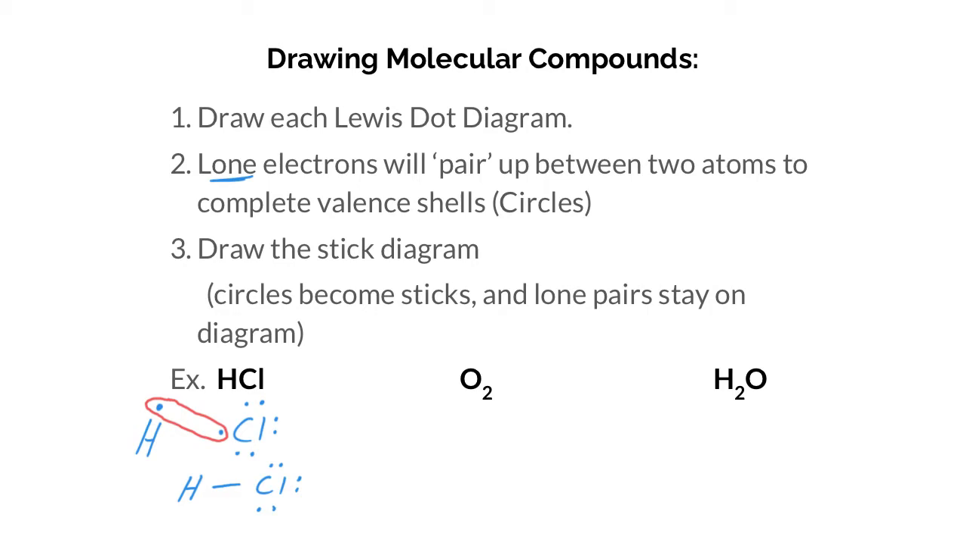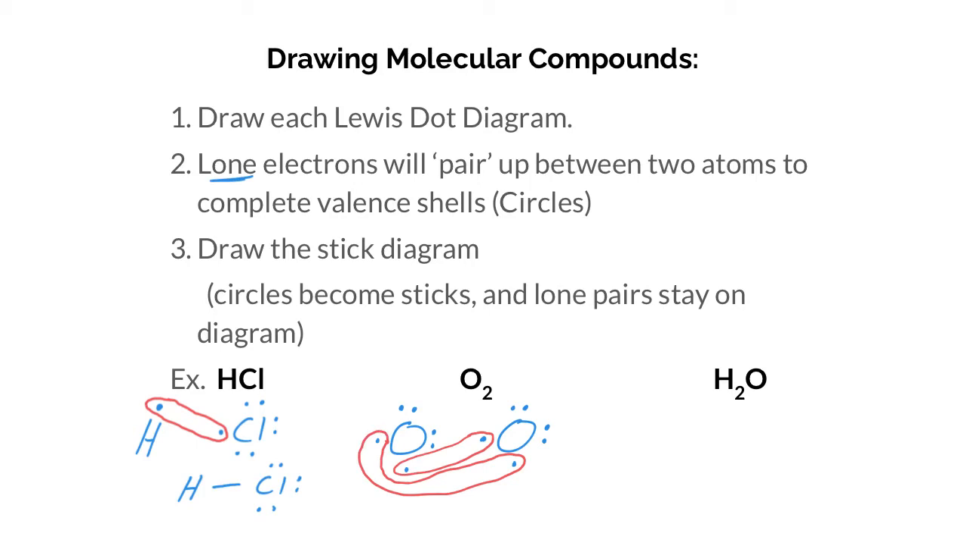Our second example is looking at O2. So I have 2 oxygen atoms. Again, I'll draw my Lewis dot diagram, oxygen having 6 electrons around it, and I will draw a second oxygen. Step 2, the lone electrons will pair up, and so I'm going to draw circles around these lone electrons, and there's another shared electron here.